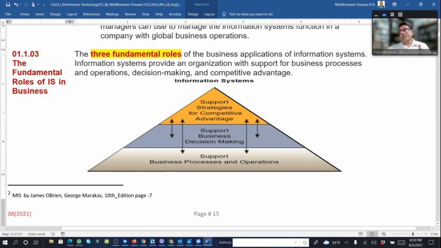So look here, in the organization there are three levels of management: top management, middle management, and first line or lower management. How do they integrate and fundamentally work? At the top level, support for strategy and competitive advantage is interrelated with support for business decision making at the middle management level, and that is also integrated with support for business processes and operations at the third level, the lower management.